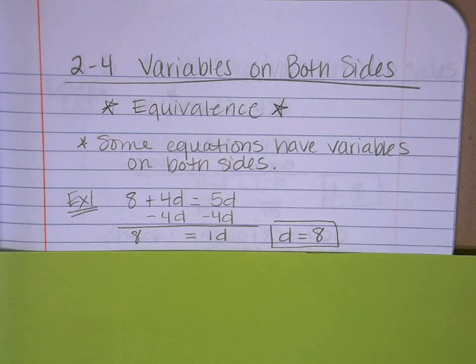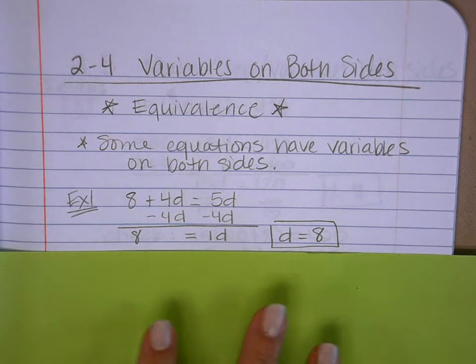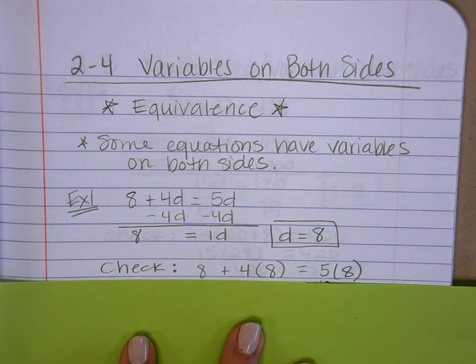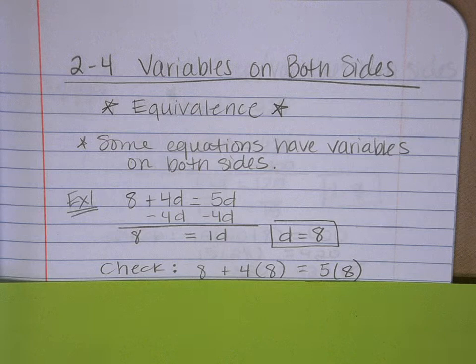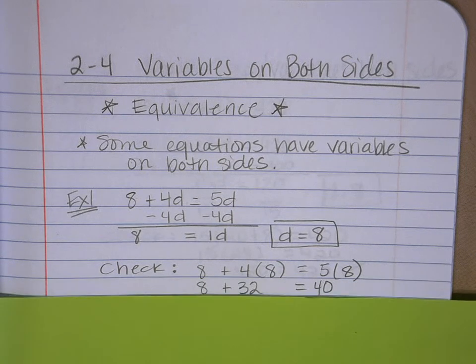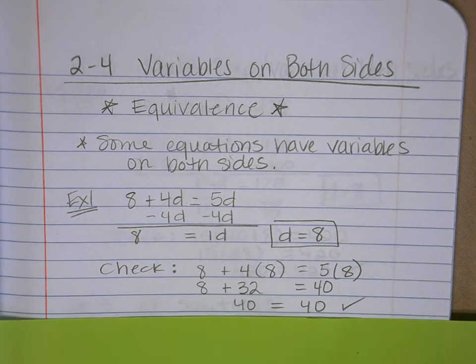No, what can we do? Plug it back in. You should do this, especially on these problems. Especially. So if I plug it back in, I'm going to put 8 wherever D was. 8, and I always use parentheses, and you should too. Parentheses are like your best friend here. So if I plug in 8 wherever D is, that would be 8 plus 4 times 8 equals 5 times 8. So that's 8 plus 32 equals 40, and 40 equals 40. Last time I checked.